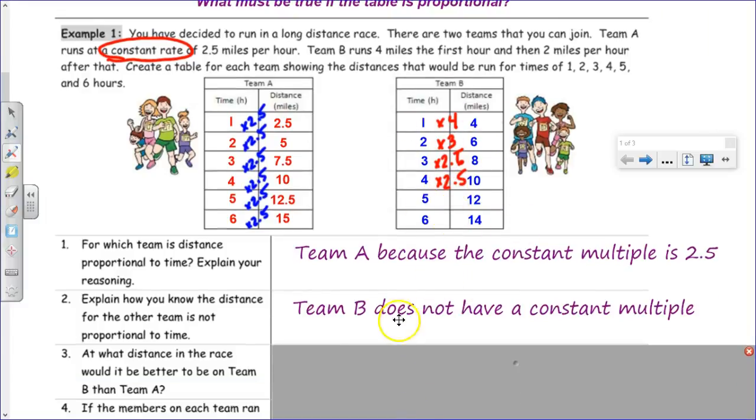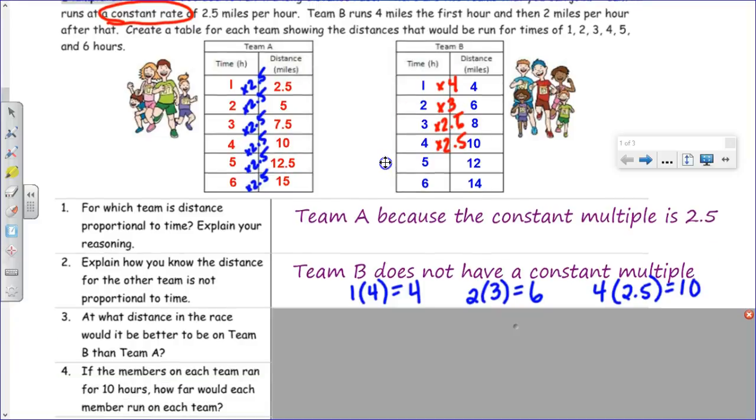And you can even explain here that you have 1 times 4 to get 4. You would have 2 times 3 to get 6. And it just, it is not going to be the constant multiple. In fact, I want you to get in the habit of seeing multiplication like this. So 1 times 4, 2 times 3. That number in parentheses there is not constant. I'm going to jump to the 4 because 4 times 2.5 is 10. That actually came up in the first column if you were paying attention. But these are not constant multiples.